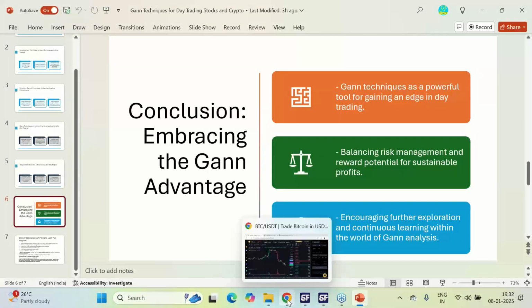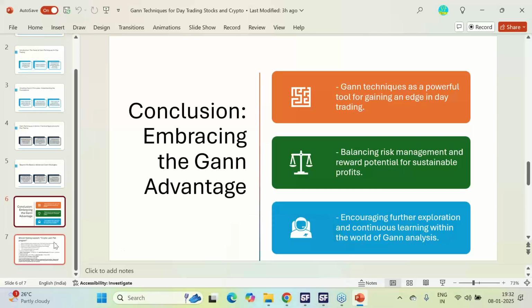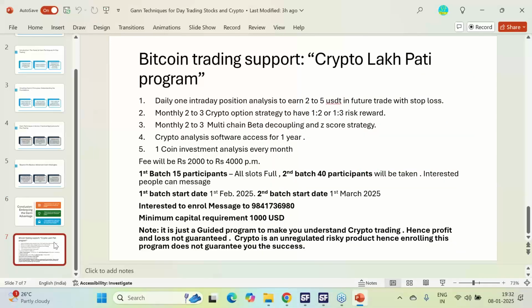So this particular software, what we have brought, we have a proper plan for this. We are going to launch a product, the Crypto Lakpati program, which is going to happen in 2 batches, with 30 to 40 people taken in. For the first batch, only 15 people will be taken, from the program we did recently. The second batch will take 40 participants. In these 40 participants, what will we be doing for you?